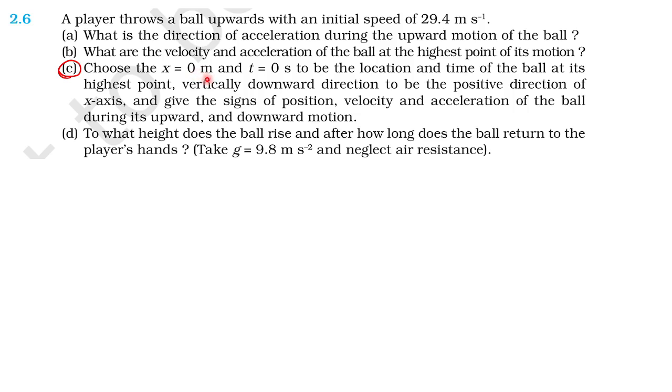Choose x equal to 0 meter and t equal to 0 second to be the location and time of the ball at the highest point. Take the vertically downward direction to be the positive direction of the x-axis, and give the sign of the position, velocity and acceleration of the ball during its upward and downward motion. It is really a tough question. D is not tough, but C is.